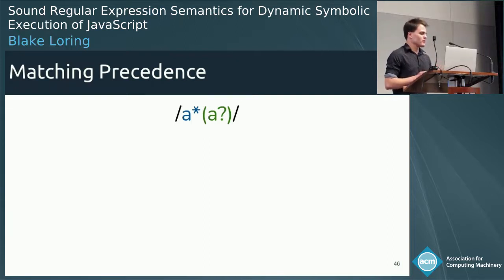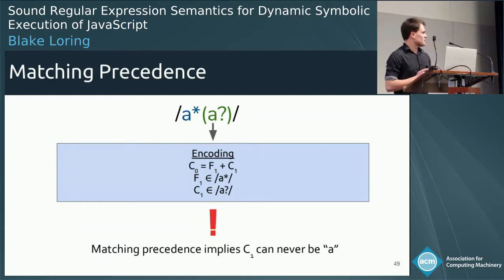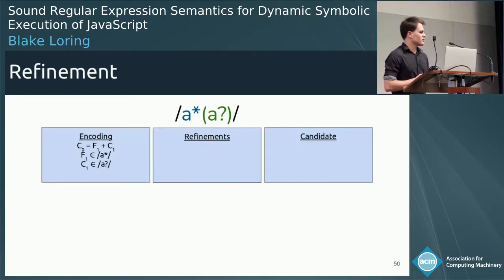But what we haven't thought about so far is that a star in JavaScript is actually a greedy operator, so it will consume as many A's as possible before moving on to the next part of the match. So if we encode this as before, we end up with capture group 0 equals F1 plus C1, where F1 is in the language A star, and C1 is in the language A question mark. But actually, C1 isn't in the language A question mark. It can never be A, because of this hidden implication that F1 will consume all of the A's, so C1 will always be the empty string. And that means that our encoding is over-approximate.